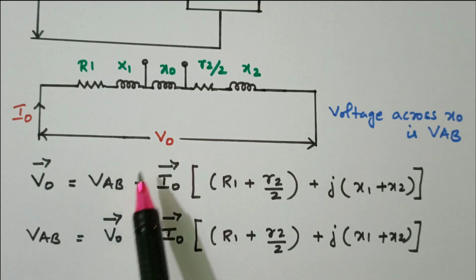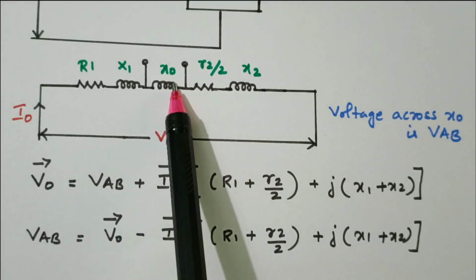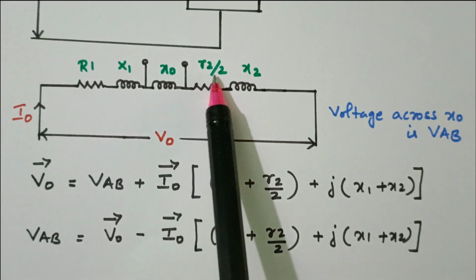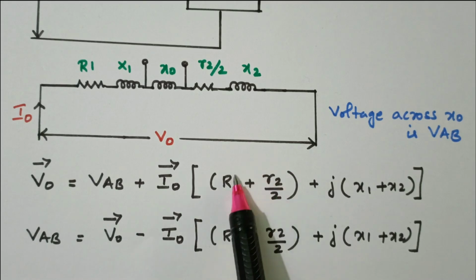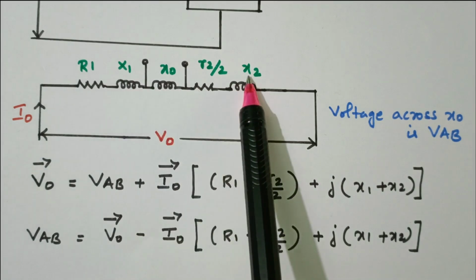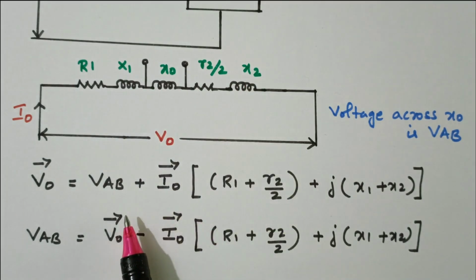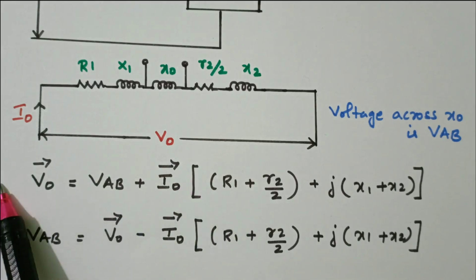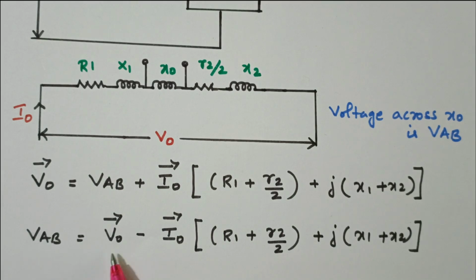So V0 can be written in terms of VAB. We take VAB as the voltage across the forward rotor circuit. Then the remaining is the resistive value R1 plus R2 by 2, plus j times the reactance value X1 plus X2. So we can write VAB by bringing this term to the other side, so it becomes negative: VAB equals V0 minus I0 times (R1 plus R2 by 2 plus j(X1 plus X2)). Now we will find the VAB value. Our aim is to find the VAB value.